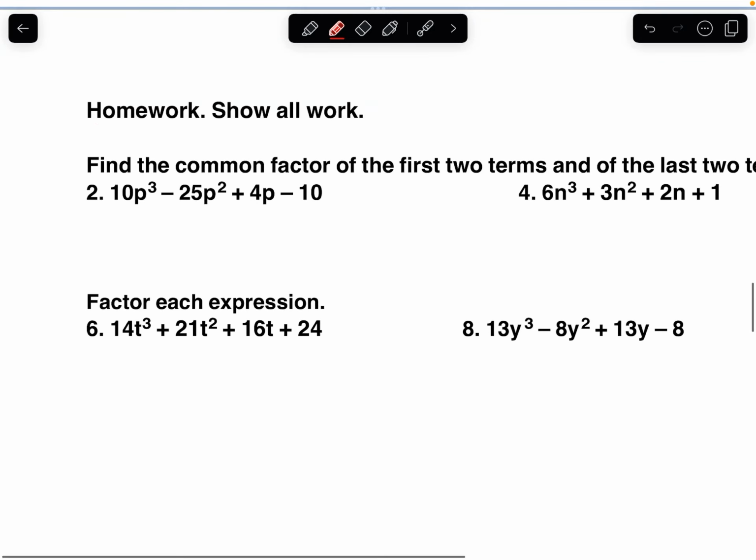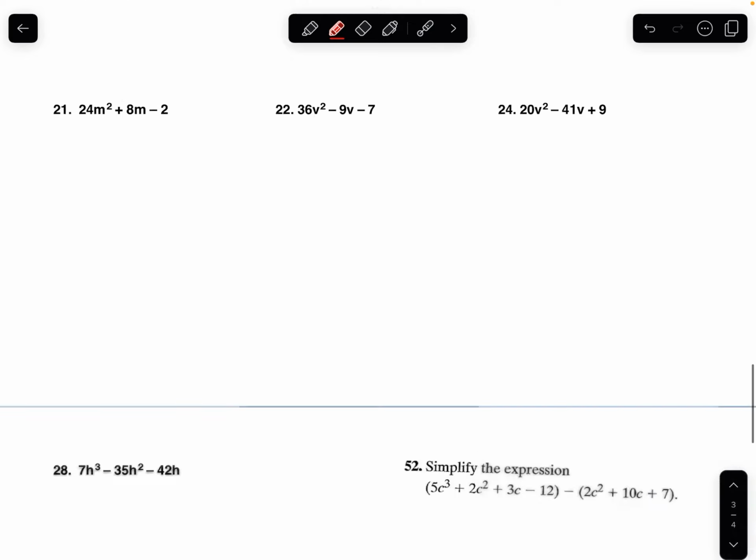If you're absent, just do the homework portion, okay? The last page, front and back.